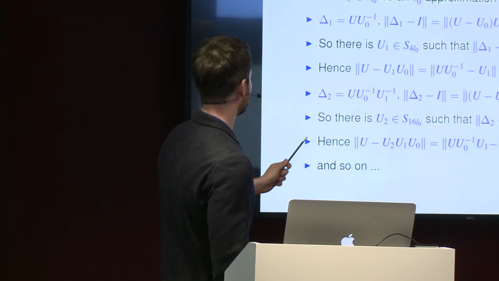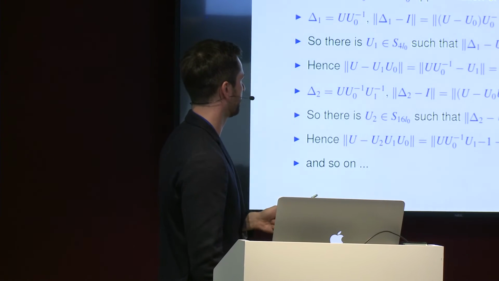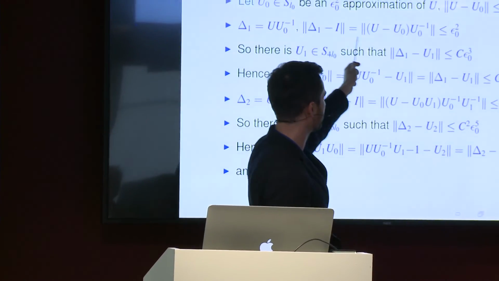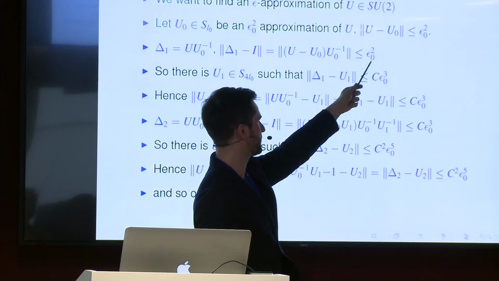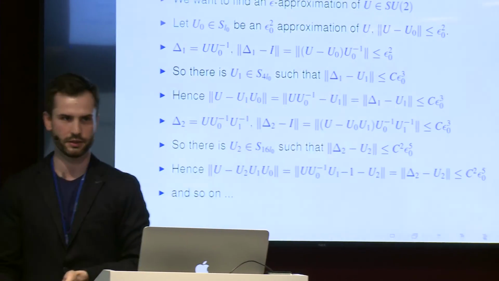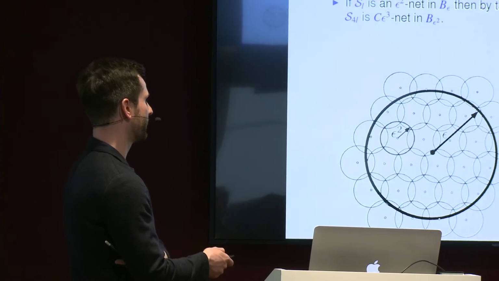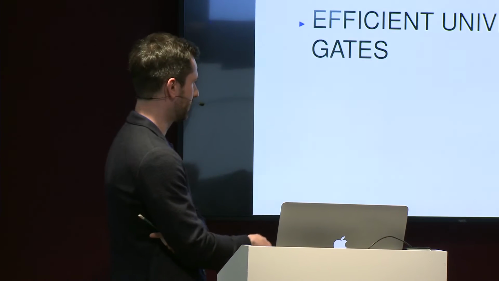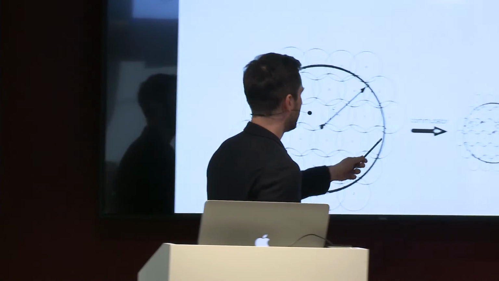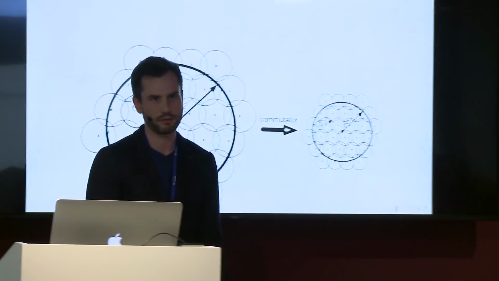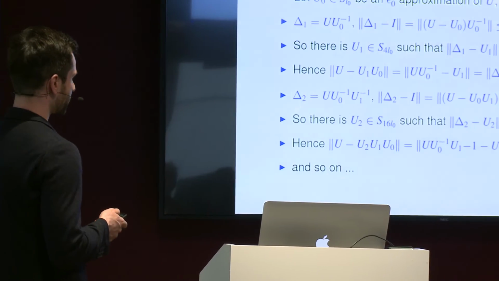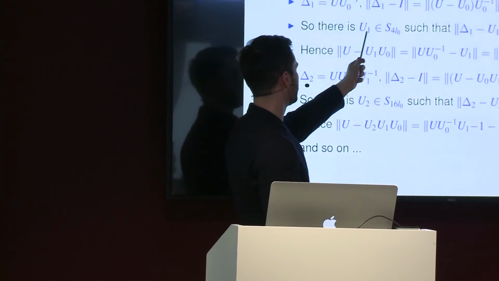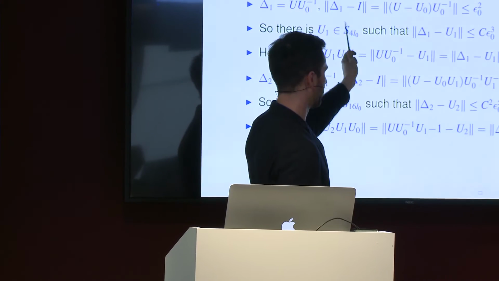Now I calculate the error of this approximation. I multiply U by U0 to minus 1, and when you do the calculation, it turns out that this error is epsilon 0 square far from identity. It means that I can now use this lemma, take the commutators of those words of length L0, and find an approximation of delta which is of the order epsilon to the power 3. This is delta 1, and I approximate it with U1, which is an element of the set of words of length 4 L0.